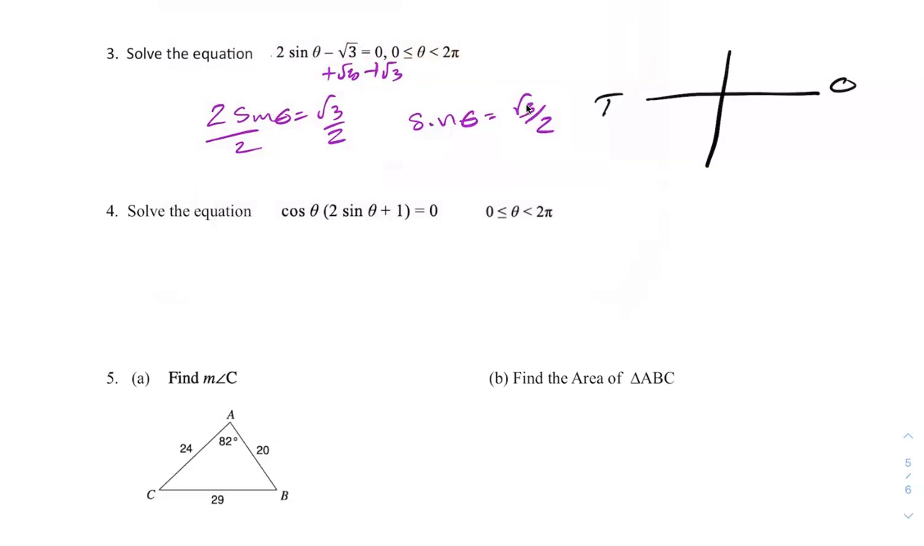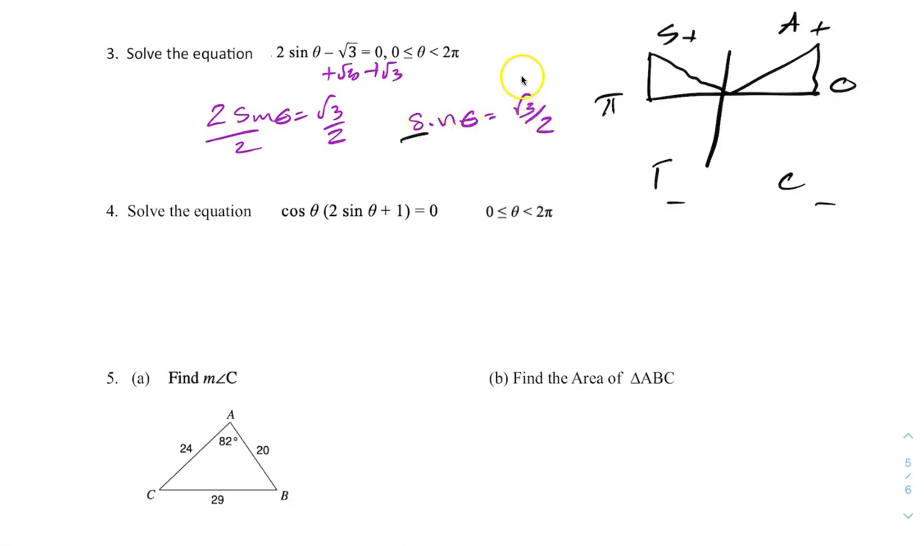Here's 0, here's pi. Sine is positive. So if I'm doing All Students Take Calculus, remember sine's positive at A because they're all positive, A, and then S. That's what S stands for, sine. If that's where sine's positive, it's negative down here and here. Now our answer is positive, so I'm going to draw my triangles in quadrant 1 and quadrant 2.